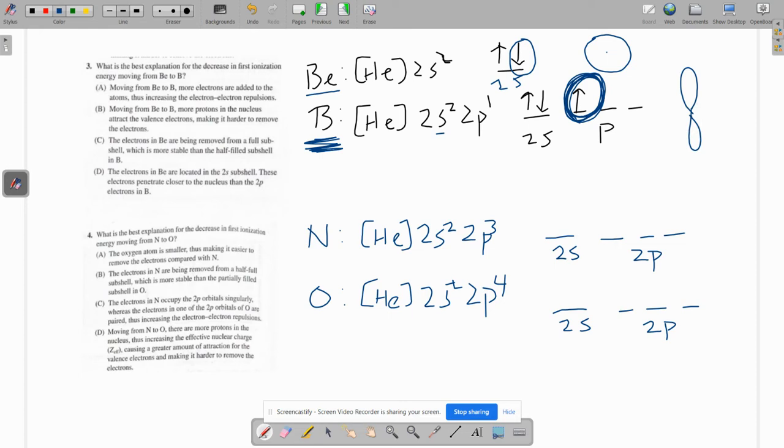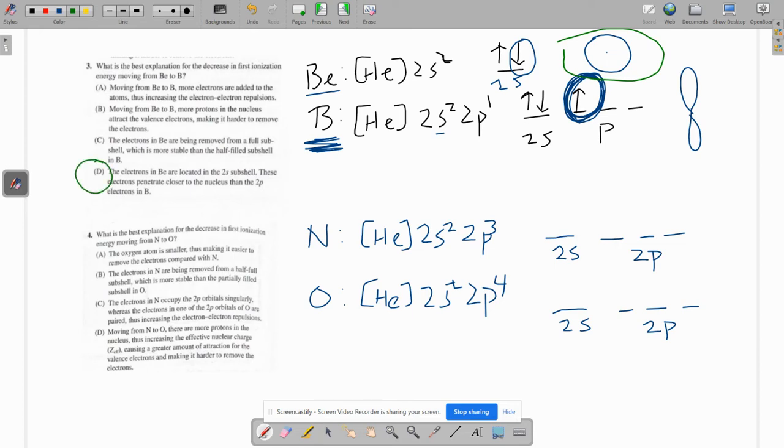Okay, so the take-home message is that one thing we talked about in class is that when you have that spherical shape, the electron density is much more likely to be close to the nucleus. And according to Coulomb's law, that's going to be a stronger pull. So we want to pick the choice that alludes to that. So I would say the best answer is definitely D.